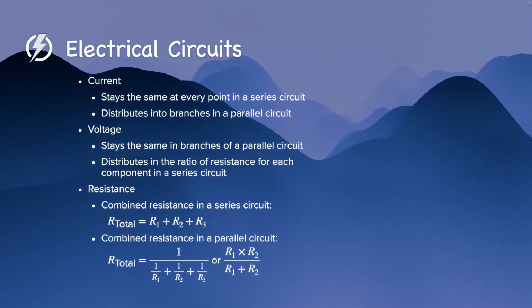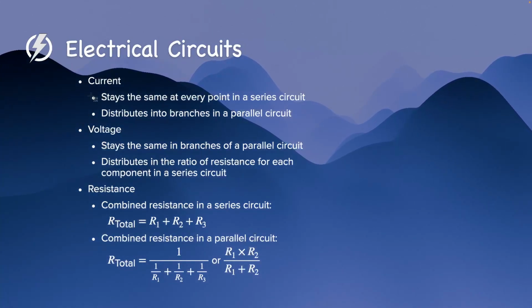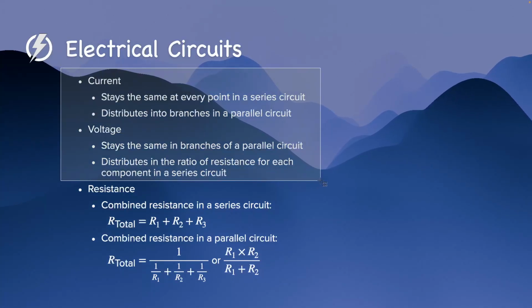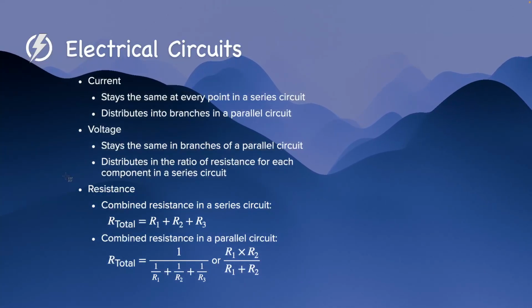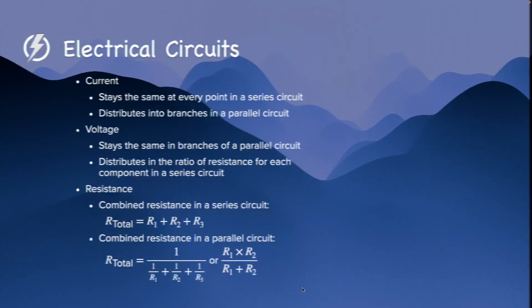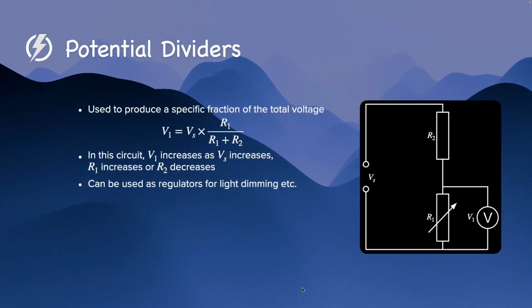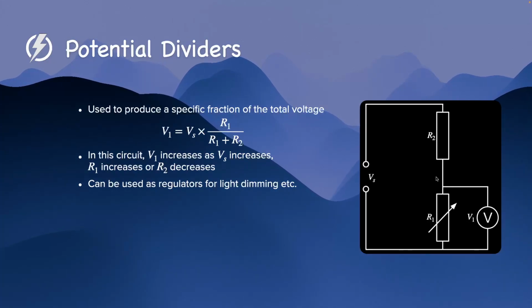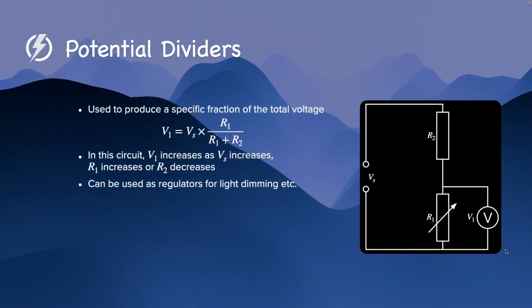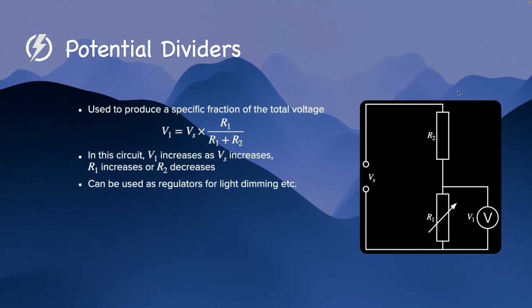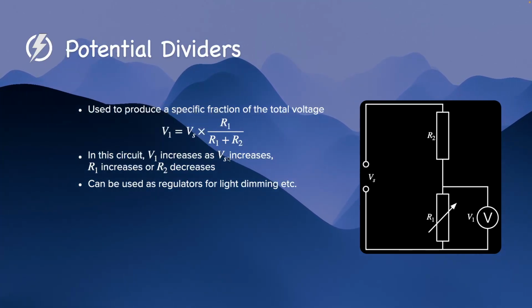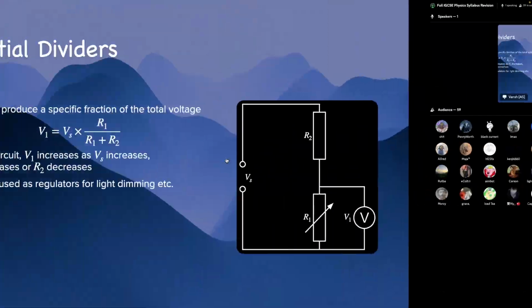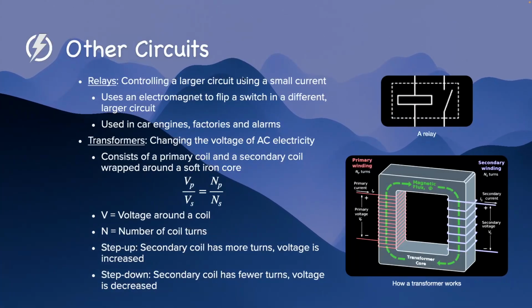This is the stuff that you have to know. How current and voltage splits in series and parallel circuits, and the formulae for calculating combined resistance. For potential dividers, this is the circuit diagram that you have to use. And this is what you use to divide the voltage in the ratio of these two resistors. This is the formula. Yeah. These are the other circuits.